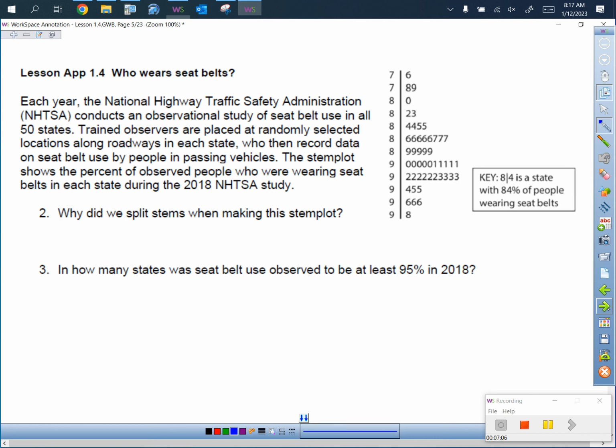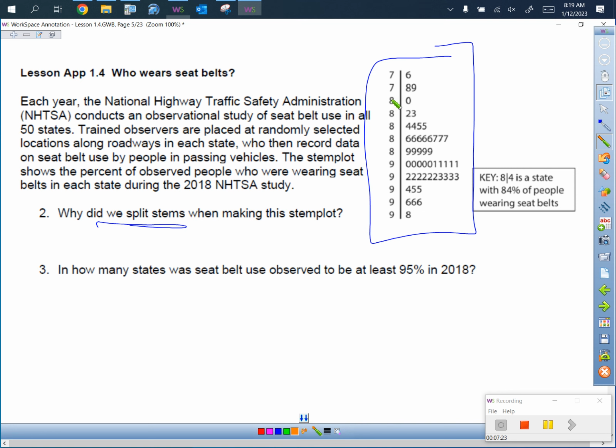Cool. There they made a stem plot for me. Just before we even read this, look at it. Something's different about this stem plot than the other one. What is different there? They said that they split the stems. You can kind of see that right here.